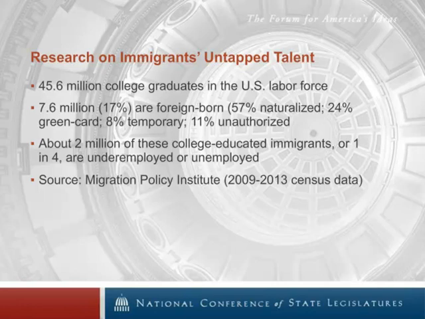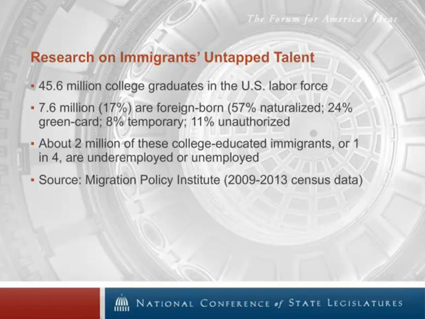One of the areas that I want to highlight today in today's research has been around college graduates. There are now 45.6 million college graduates in the U.S. labor force overall. 7.6 million, or 17% of these, are foreign-born, and almost one in four of those foreign-born college-educated graduates are underemployed or unemployed. So this is talent that can be capitalized that's already in the country working legally.